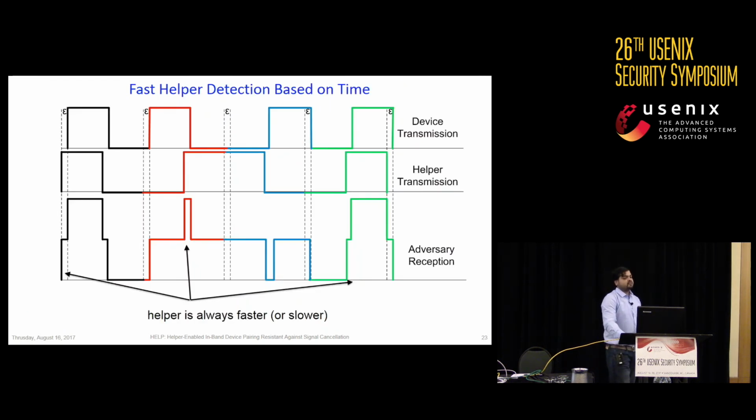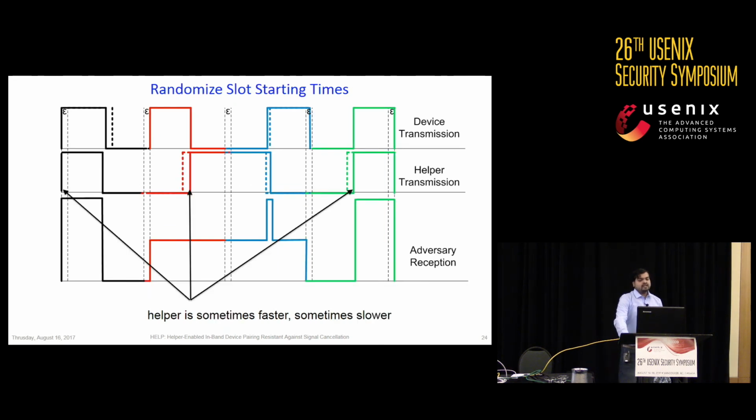Next, we look into helper detection based on time. These two entities, helper and device, are synchronized, but perfect synchronization cannot be obtained. So there may be missynchronization due to clock drifts or path delays. In this case, the helper is always faster or slower, and Mallory can use this to detect the presence of the helper signal. To mitigate this problem, we propose to randomize the starting time of each slot such that the helper is sometimes faster and sometimes slower.